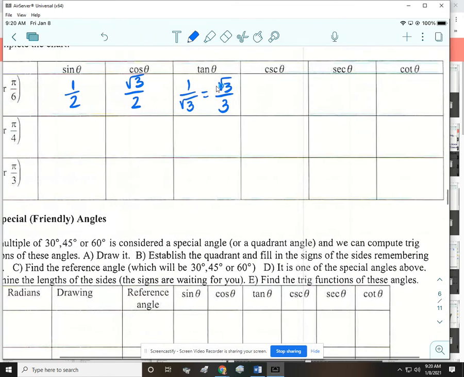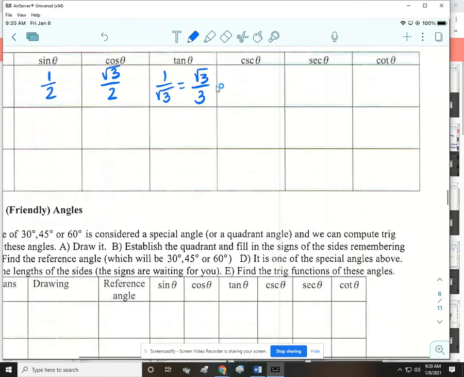Okay, and then I just need to do the reciprocals of those. So the reciprocal of 1/2 is 2. The reciprocal of square root of 3 over 2 is going to take a little bit of work, but not too bad. And then when I go to do the reciprocal of the cotangent, I'm going to go back to this part and flip it over. It's going to be the square root of 3.